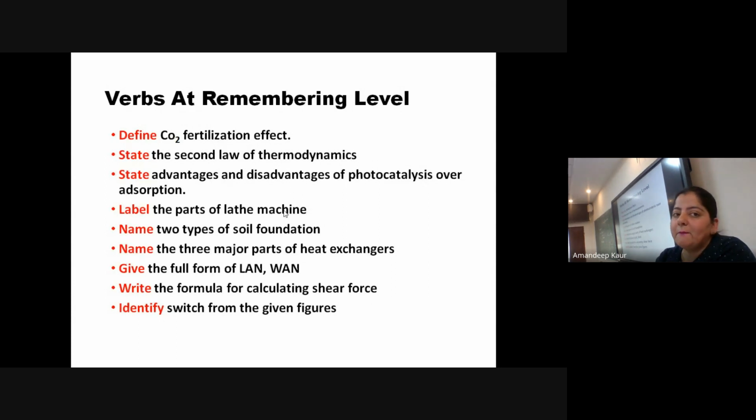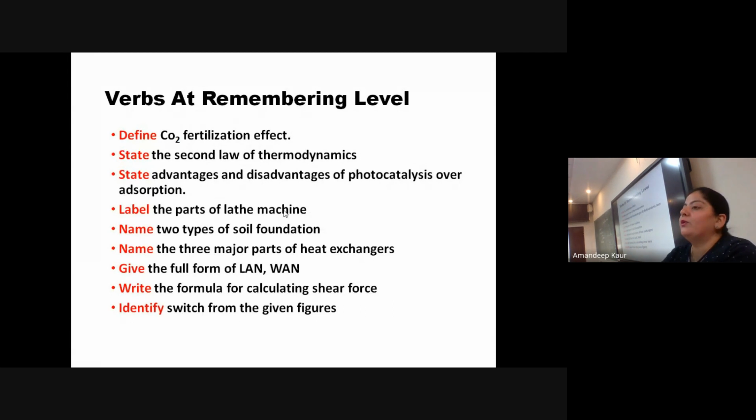A few examples at the remembering level, which I have collected from the literature. Define CO2 fertilization effect from the subject of environmental sciences. State the second law of thermodynamics. State advantages and disadvantages of photocatalysis over adsorption. Label the parts of the lathe machine. Name two parts of soil foundation. Name the three major parts of the heat exchanger. Give the full form of LAN and WAN. Write the formula for calculating shear force.